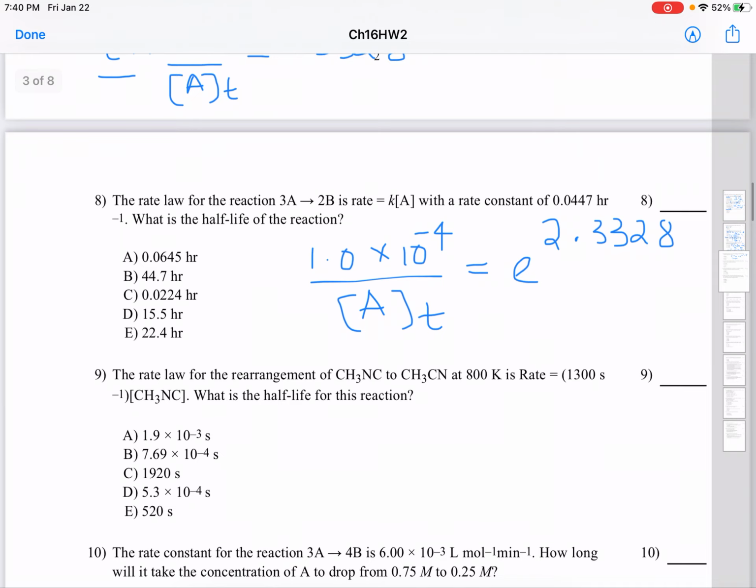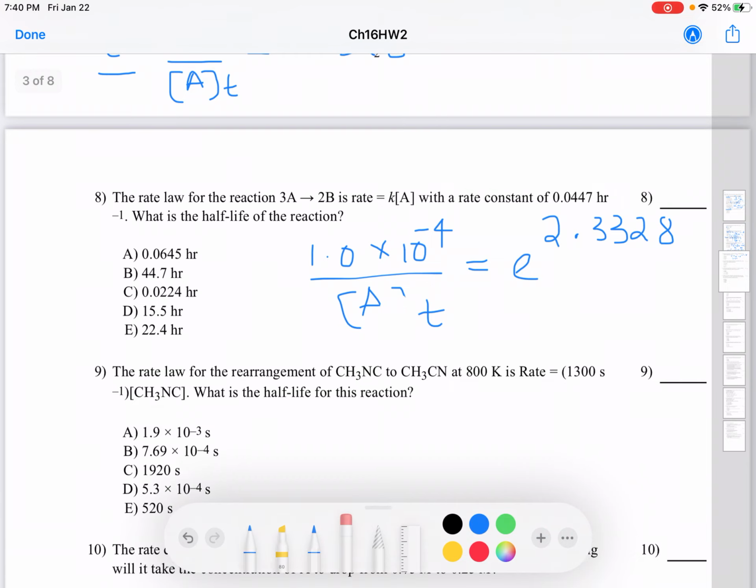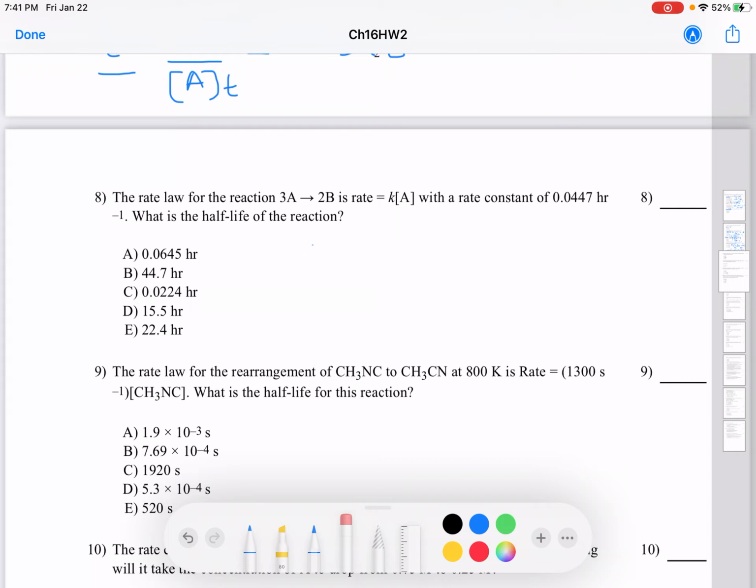And then for number 8, the rate law for the reaction 3A going to 2B is rate equals k[A], with the rate constant in per hour. What is the half-life of the reaction? Now, again you refer to the reaction table where we have the half-life.